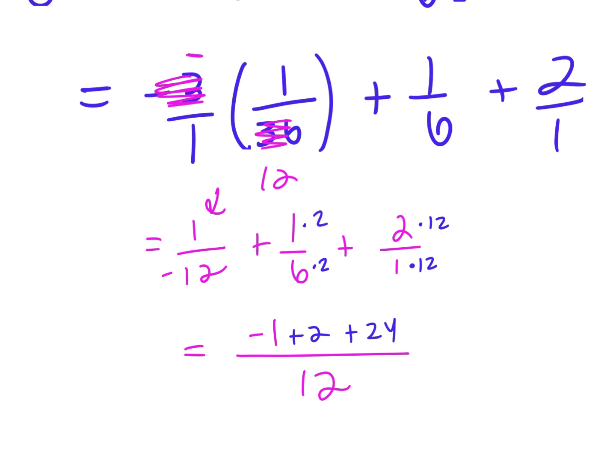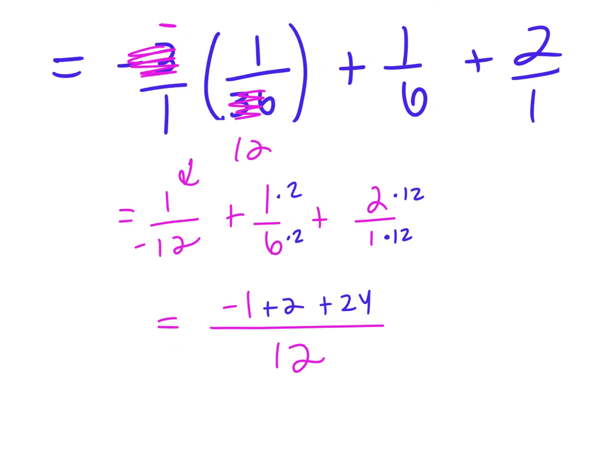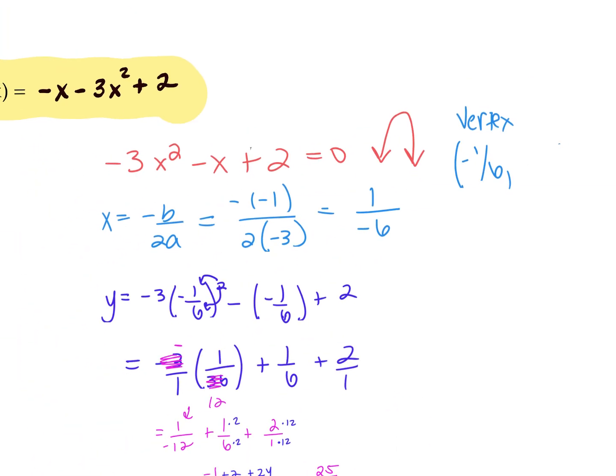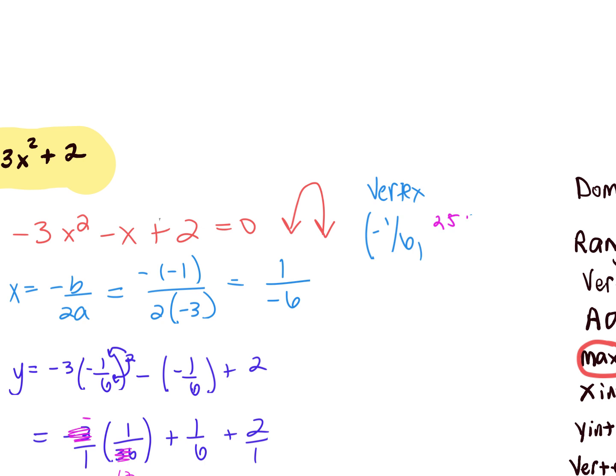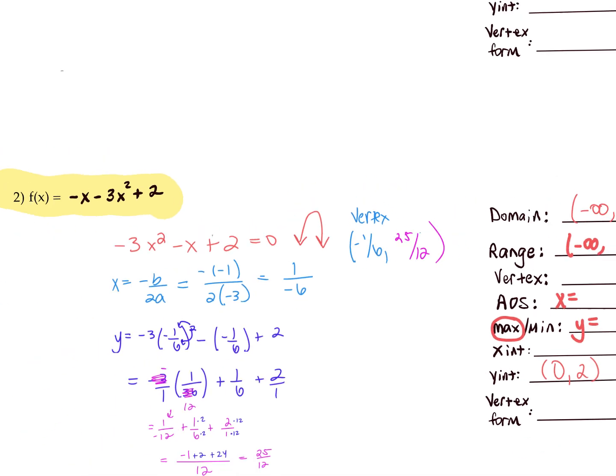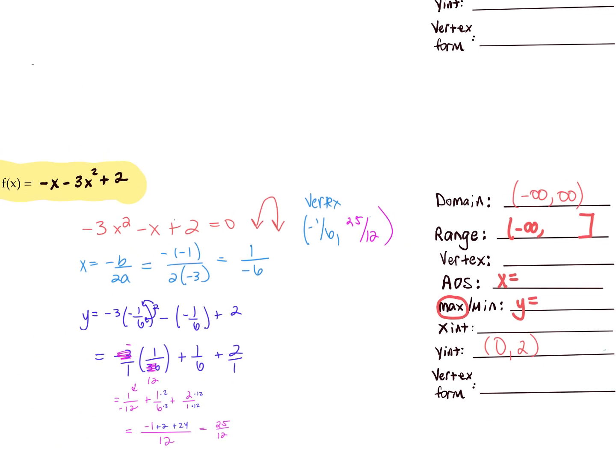It's just you guys being able to multiply fractions and add them. But now, what's negative 1 plus 2? 1 plus 24. So 25 over 12. That's the y part of your vertex. 25 over 12. Now we can answer almost everything else on this list.